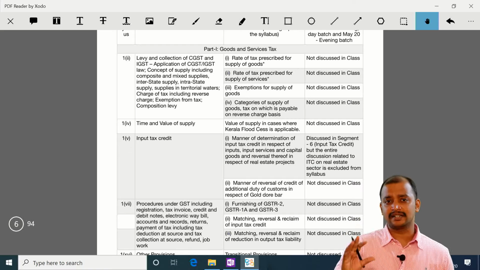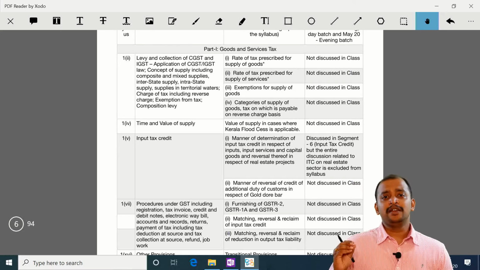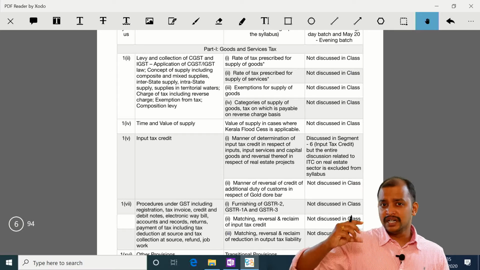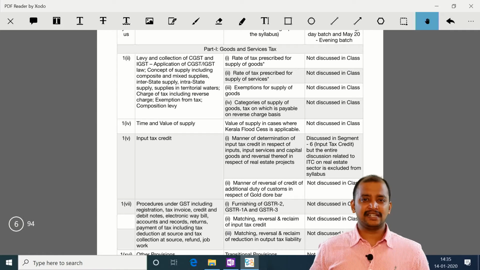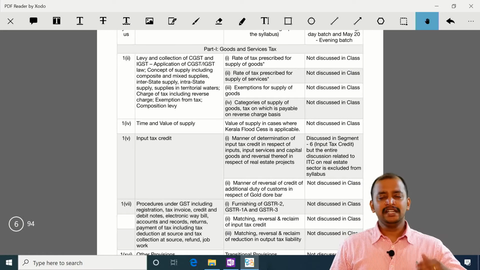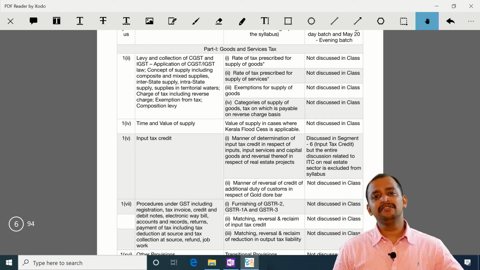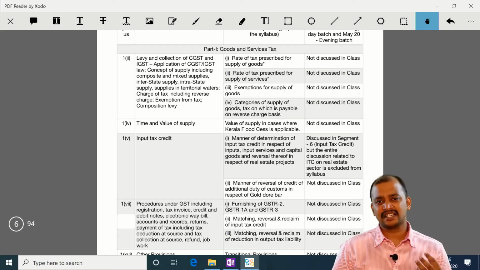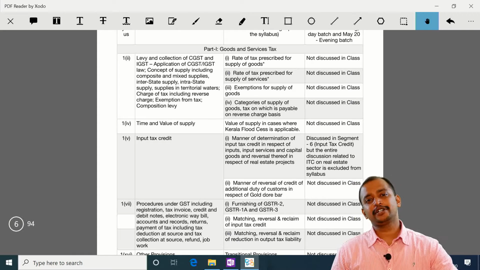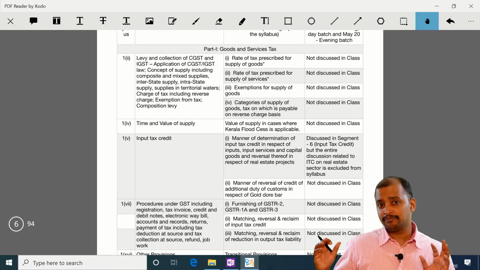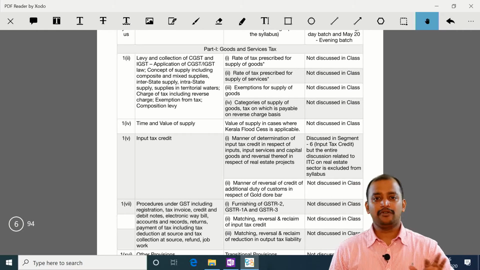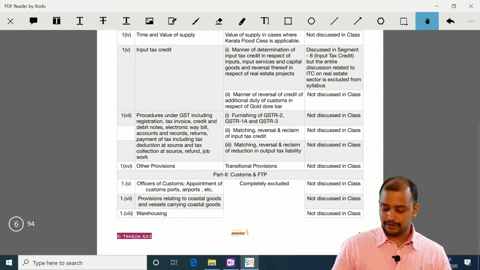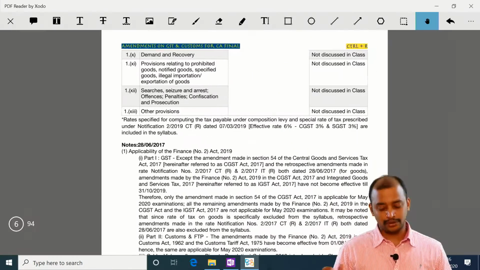So in segment 6 of the main book, the input tax credit chapter, we discussed rule 42 and rule 43 in case of real estate transactions, and that is not at all applicable. Even for those who attended the May 20 evening batch, I have discussed this, and even for them it is not applicable for the exam. Apart from that, whatever topic is excluded as per ICAI, I have not discussed in the class. So you don't have to go through this.